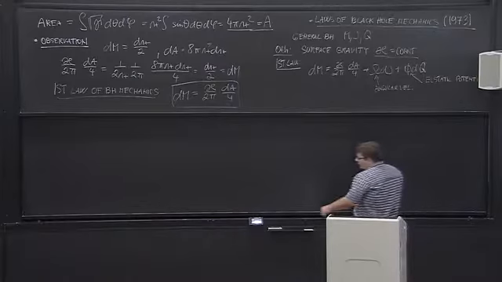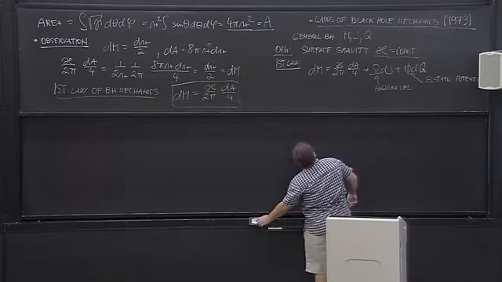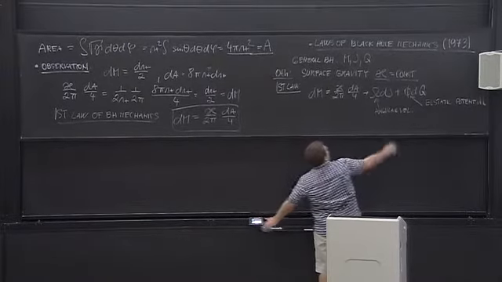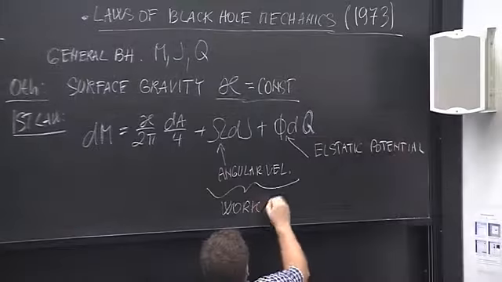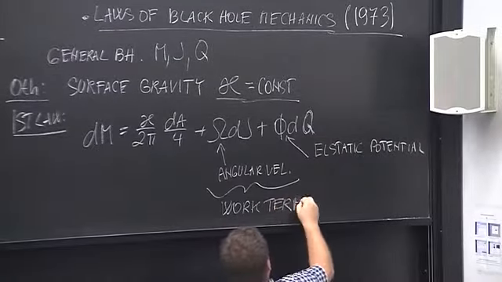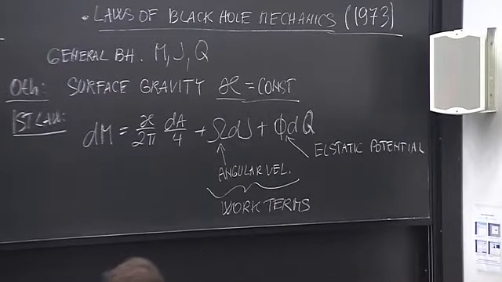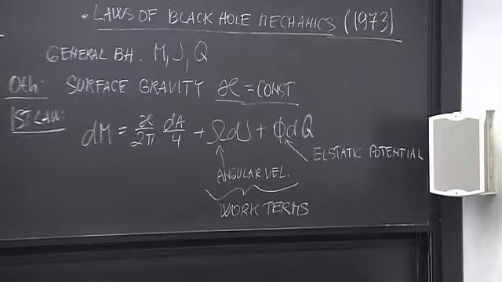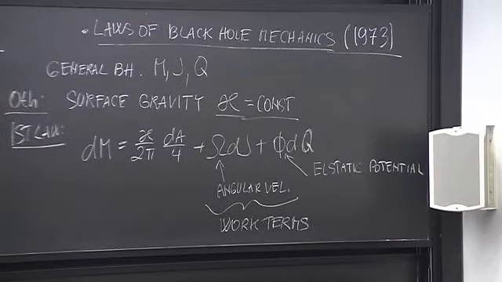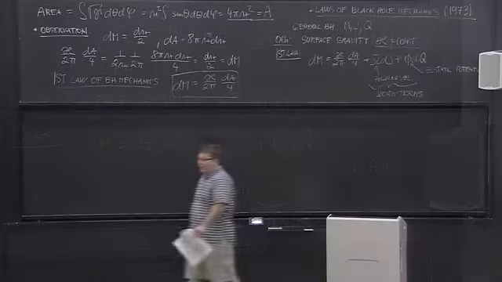So in other words, you are getting this nice term here, which is kappa dA over 4 plus some work terms. And either the work term is due to rotation, or the work term is due to the charge of the black hole. All right, so that's the first law.